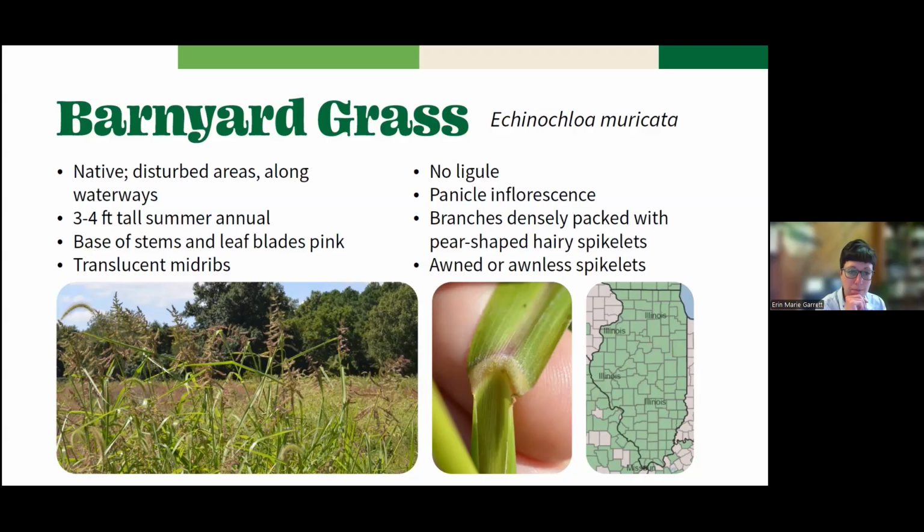This one will typically have more of a translucent midrib on the leaf, but the biggest clue that I use, this is the only grass that we've talked about over these 3 days that does not have a ligule. There have been some that look like they don't have a ligule because it's so small, but this one, it's just got a smooth raised surface, no ligule in sight. It does produce a panicle inflorescence with branches that are densely packed with pear-shaped spikelets that are hairy. And there's a few different subspecies of this one. So sometimes they have awns and sometimes they don't.